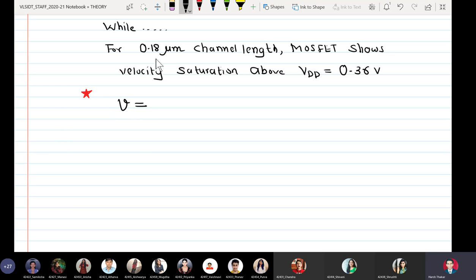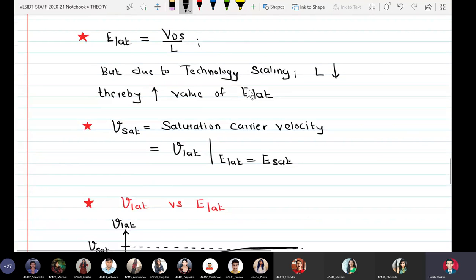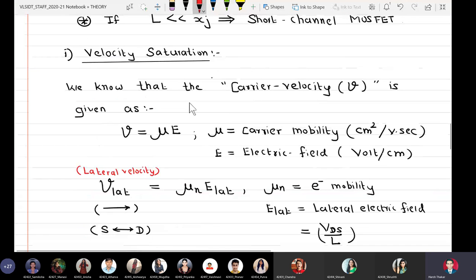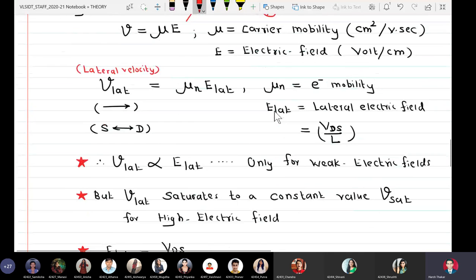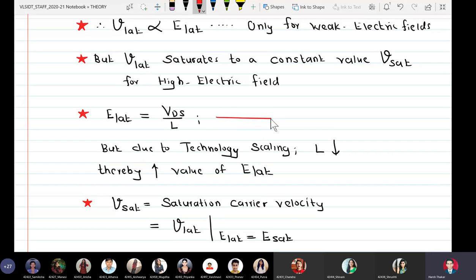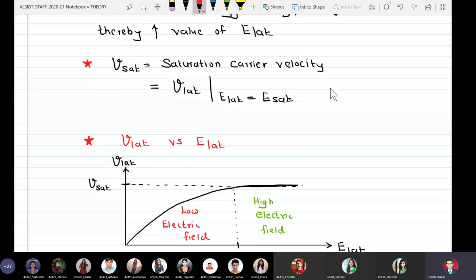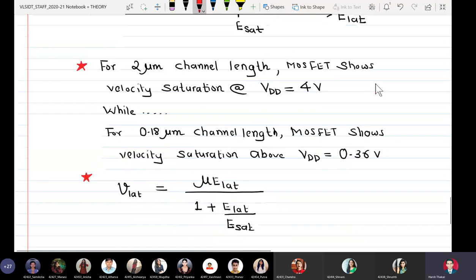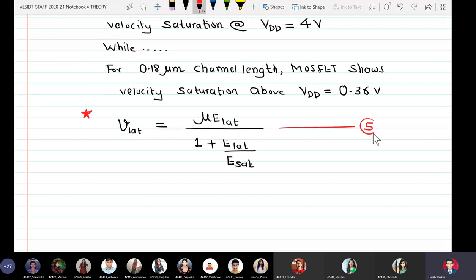So V lat is equal to mu into the lateral electric field upon 1 plus E lat on E sat.